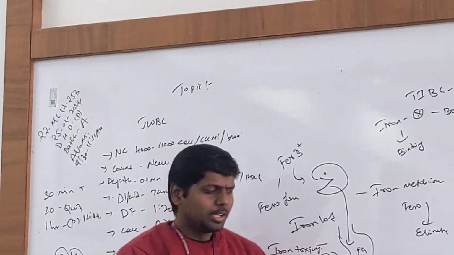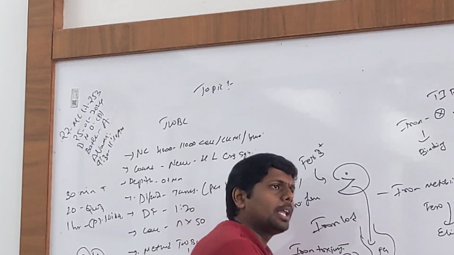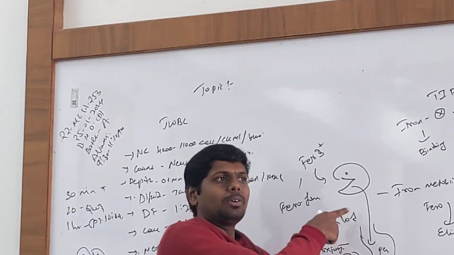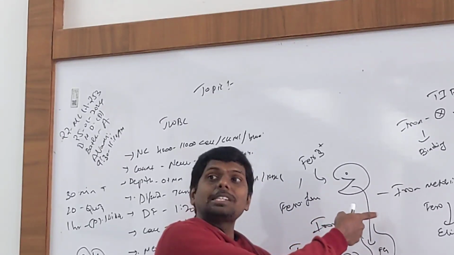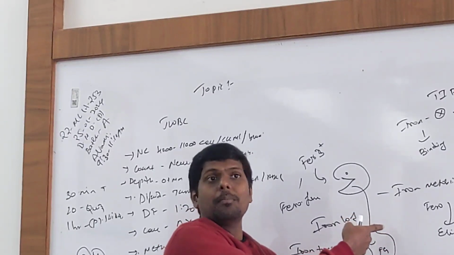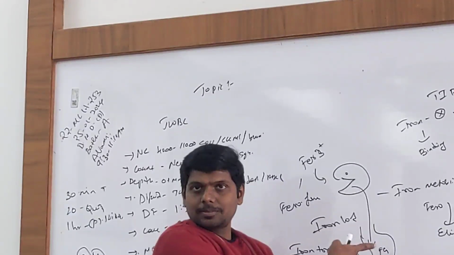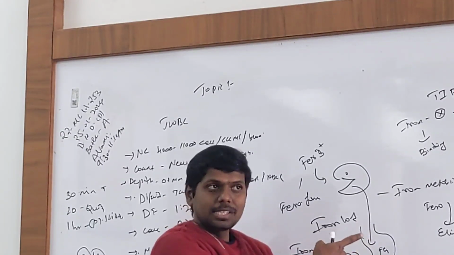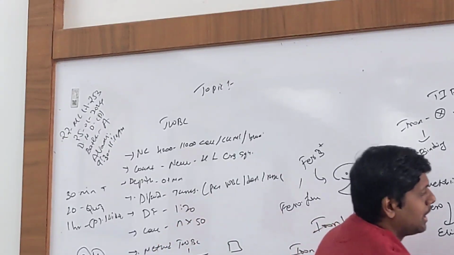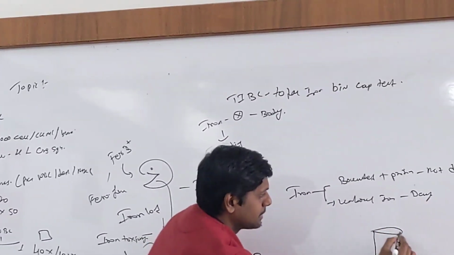Let us assume the protein is less in the body. What happens to the iron now? More iron will be present. Unbounded iron will be more, and that can cause death. Is it clear? I will give one example here.